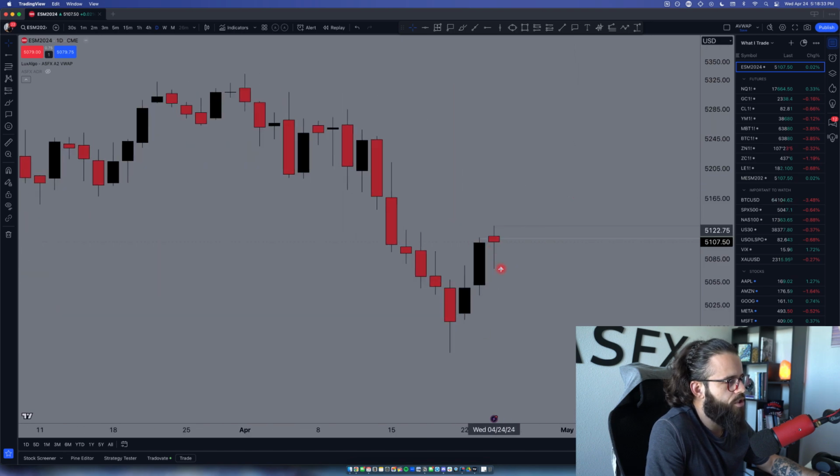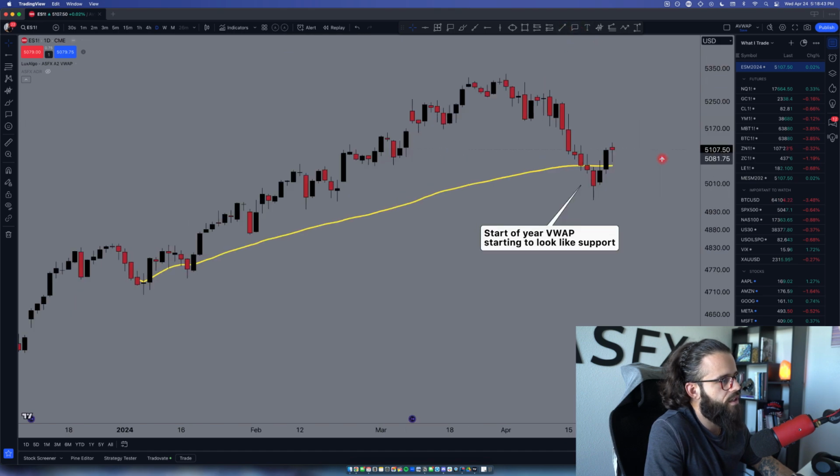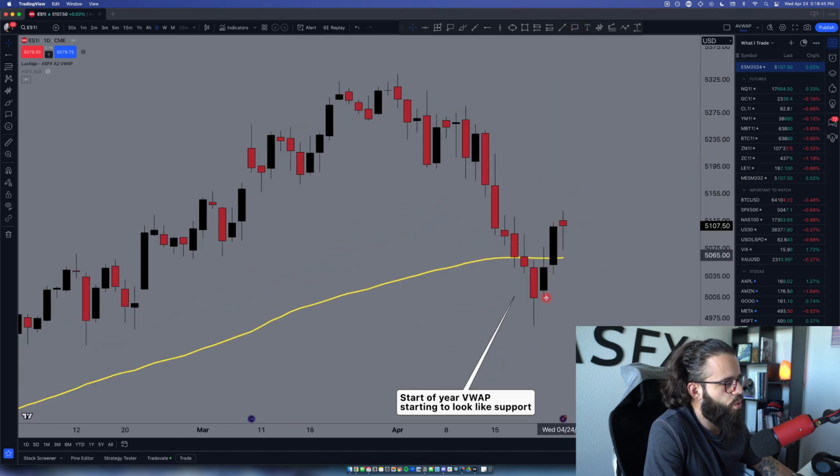Still looking pretty bullish to me as a bounce here off of that. I know it's here, start of year VWAP. I know we've been talking about this in my daily videos, but you've got to put it on the continuous contract. You can't put it on the June contract. See, there it is. So I'm still looking at that as support.